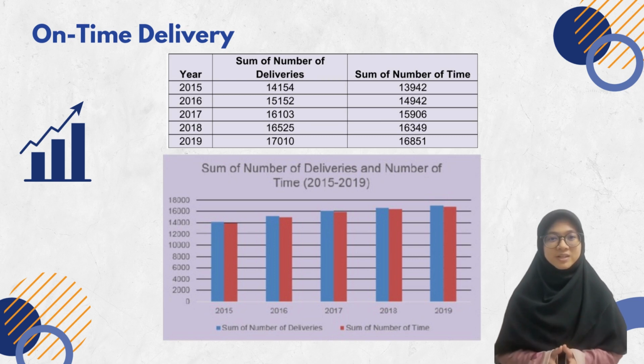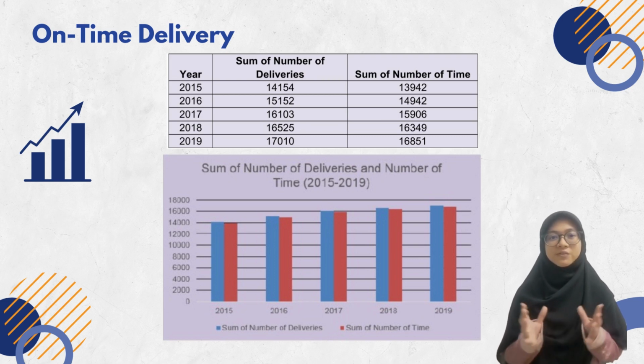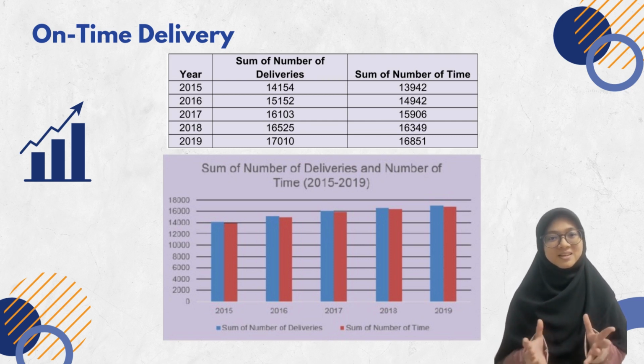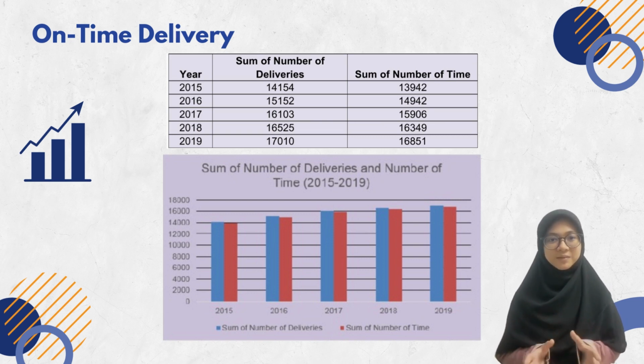Next, for the sum of the number of deliveries and the sum of the number on time, we can see a slight difference between them because they cannot deliver their loan equipment on time to the consumer each year. That's all from me.